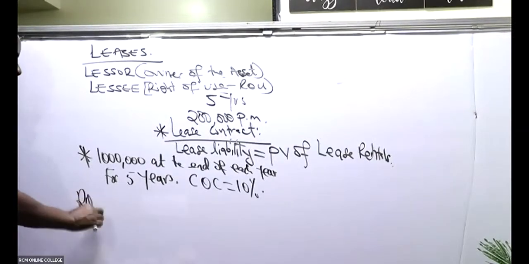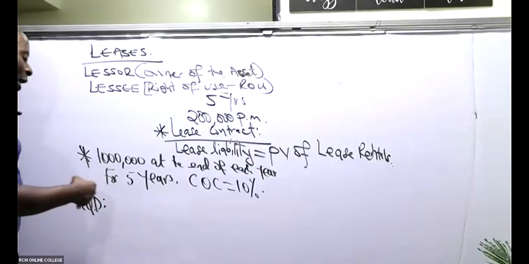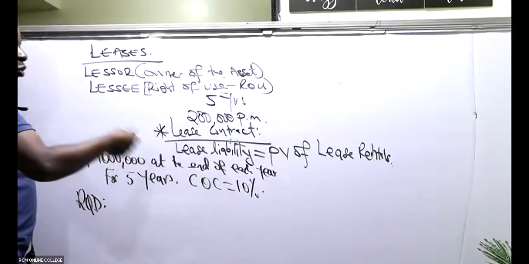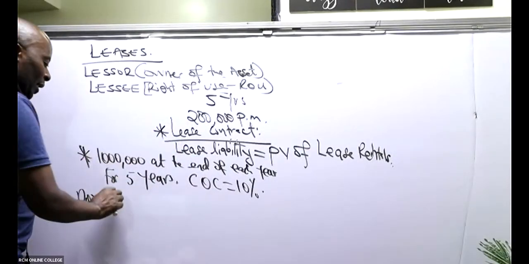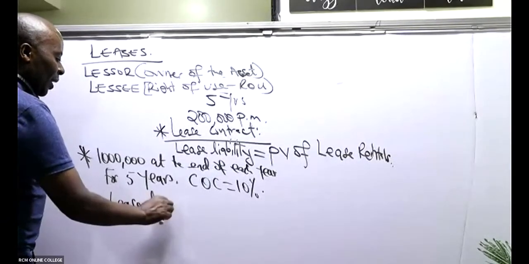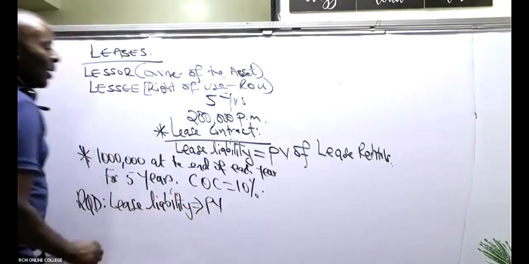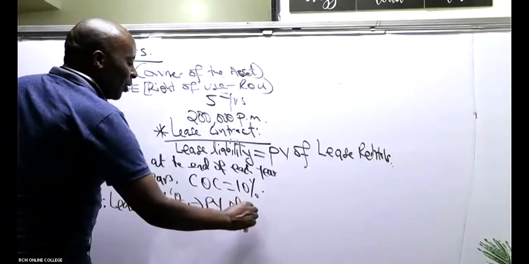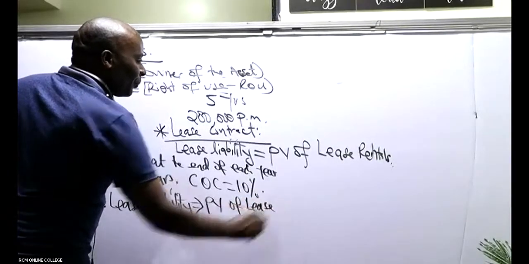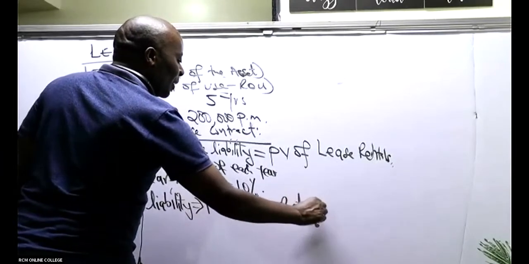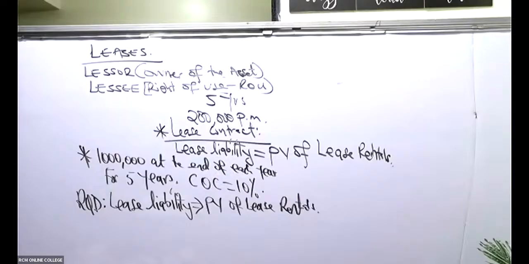We are required, first of all, to know the amount of lease liability we owe. So how do we get the lease liability? Can I give you 2 minutes? Somebody should be able to come and give me the present value of these lease rentals. Automatically, this is what is going to become my lease liability.